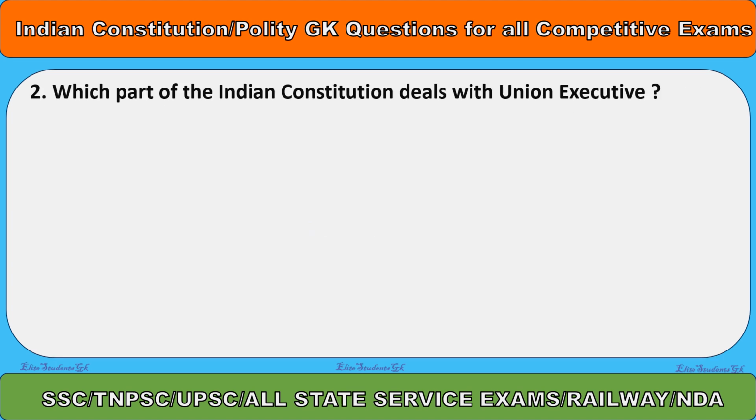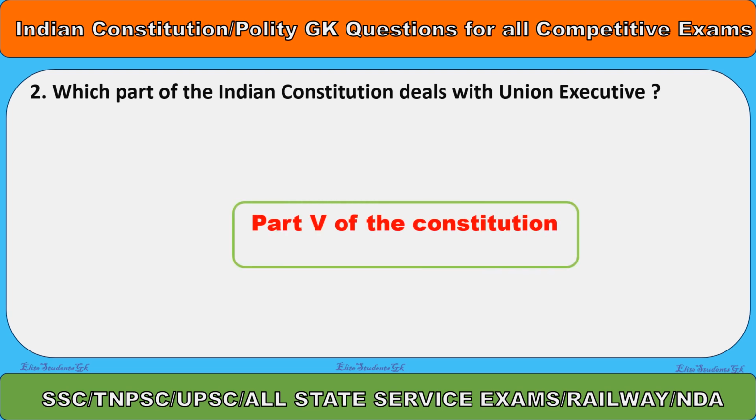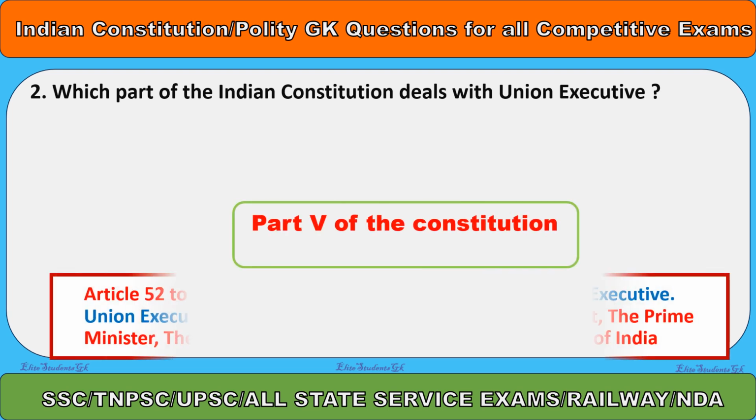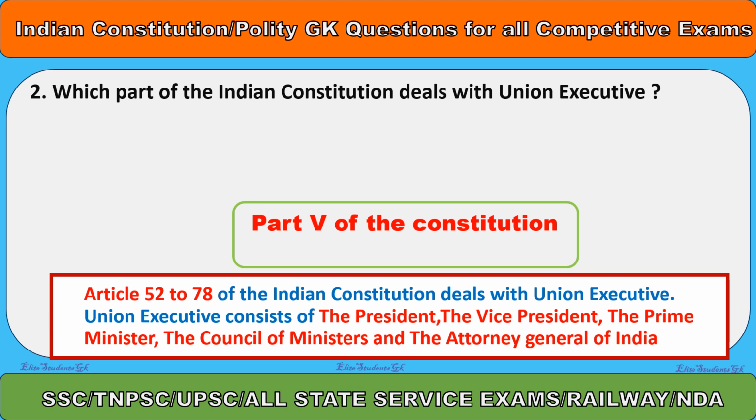Which part of the Indian Constitution deals with the Union Executive? Part 5 of the Constitution. That means Articles 52 to 78 of the Indian Constitution deal with the Union Executive. The Union Executive consists of the President, the Vice President, the Prime Minister, the Council of Ministers, and the Attorney General of India.